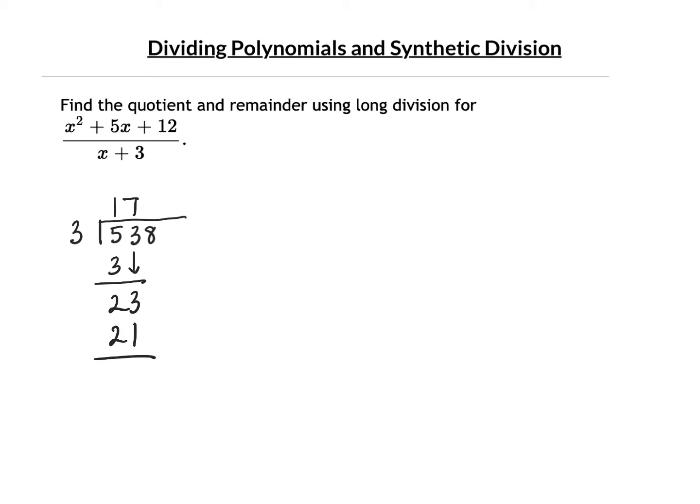Then we subtract, and we get 3 minus 1 is 2, and bring down the 8. 3 times 9 is 27. That's as close as I can come. And I get a remainder of 1. Now what we do with that 1 is we put it over the divisor. The answer then is 179 and 1/3.